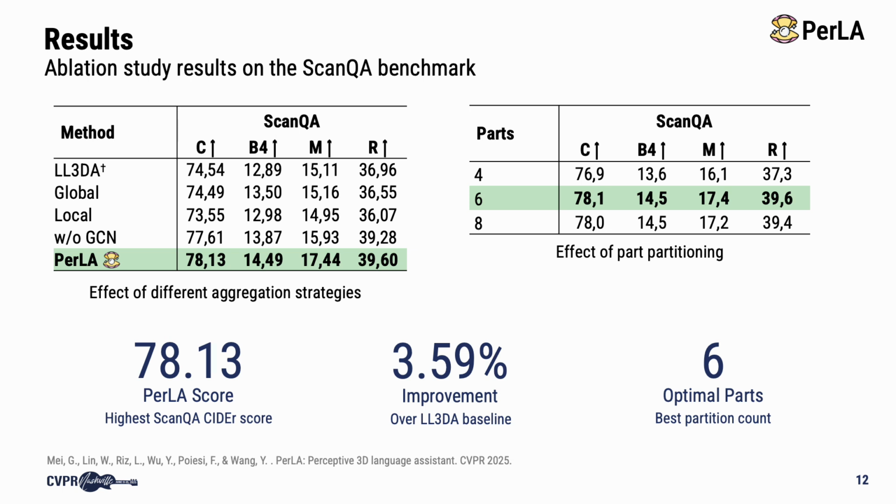We also conducted ablation studies to validate the contribution of each module. Removing GCN or isolating local or global features results in noticeable performance drops. Furthermore, we experimented with different partition counts and found that 6 parts offers the best trade-off between data preservation and computational cost.